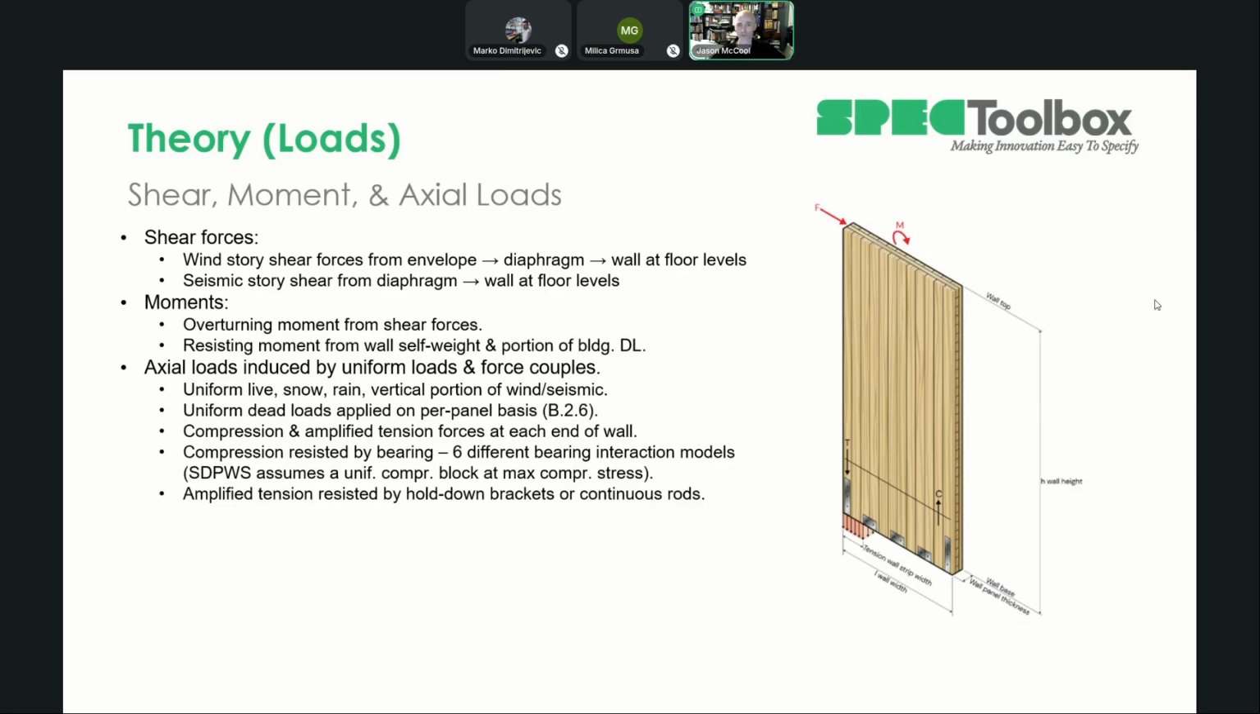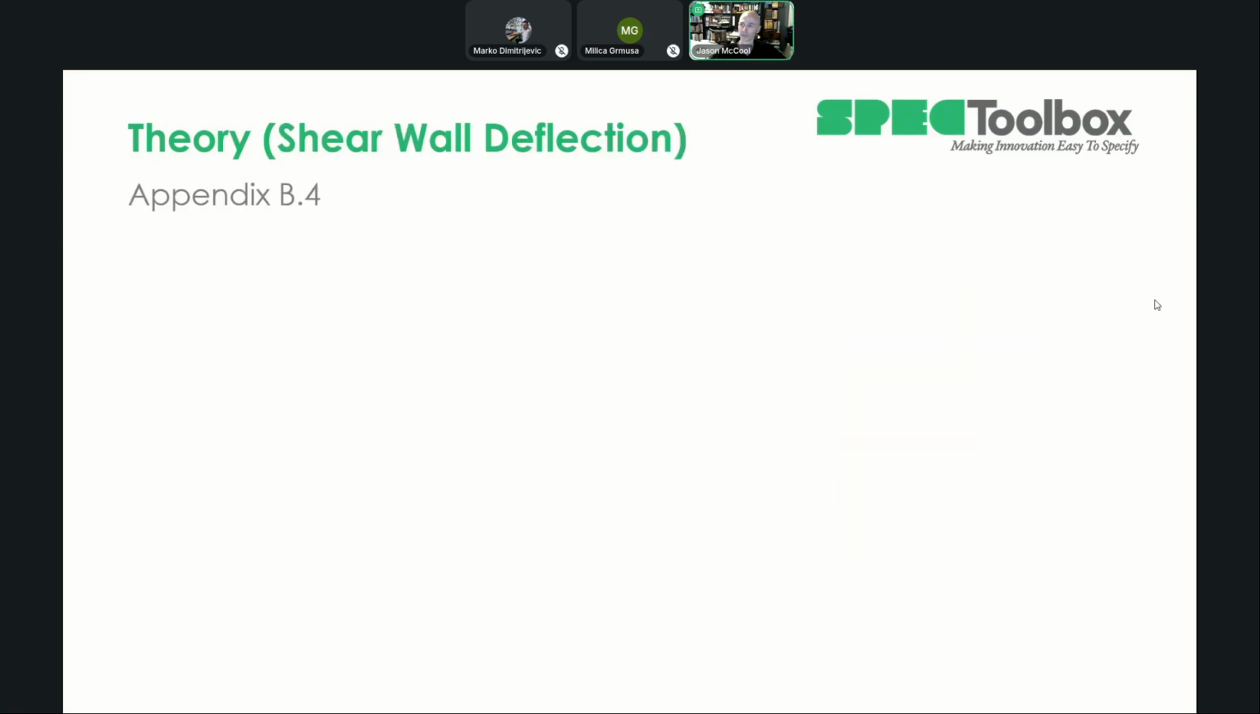The amplified tension force, you can resist it with brackets or continuous tie-down rods. And then due to the platform framing, you're going to have compression perpendicular to the grain at the elevated floor panels. With the foundation, you can take compression parallel to grain if you're not bearing on the face of a CLT panel anymore, or a sill plate or anything. So that helps there.